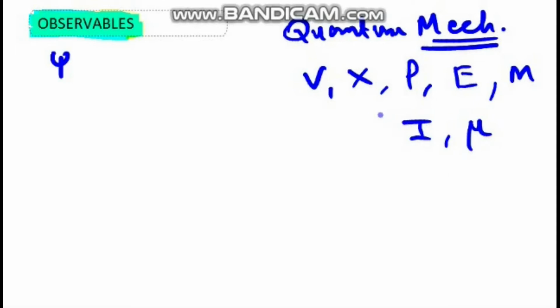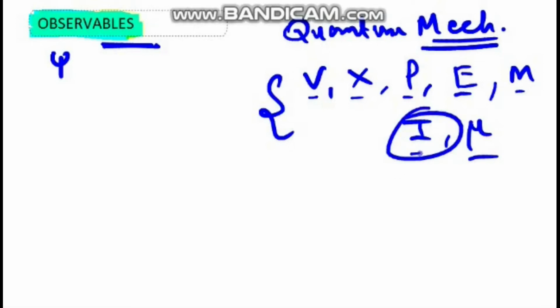These quantities are called the measurables or the observables because they can be observed through some experiments, through some instruments. So we have velocity, position, momentum, energy, mass, moment of inertia, magnetic moment. These are all properties that a quantum particle can show. Wait a second, moment of inertia is shown by a system of particles, so this is not countable. So observables are all these properties that a particle can show.